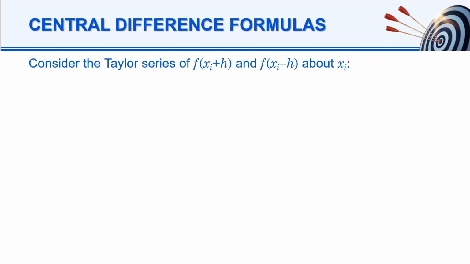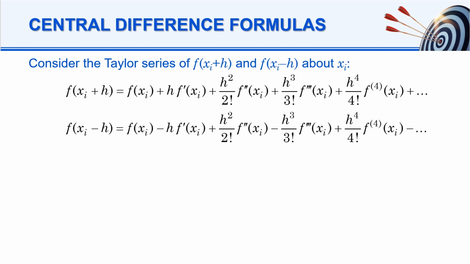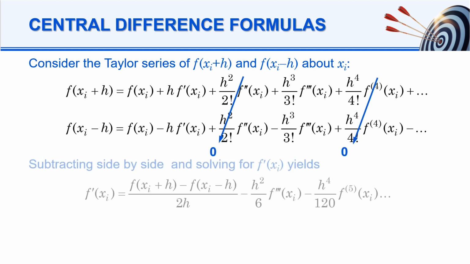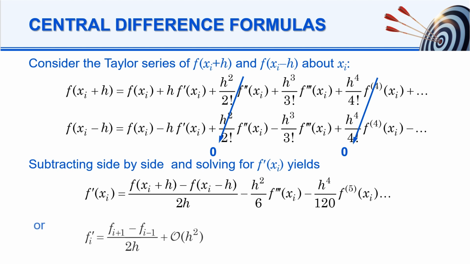Consider the Taylor series of f(xi plus h) and f(xi minus h) about xi. Subtracting the two series side by side, the derivatives of even degree cancel each other out. Solving for the first derivative, we find the following expression. Notice that the truncation error term is proportional to h squared, that is, the approximation is second order. In shorthand notation, we express it as follows, where the error term involves the maximum magnitude of the third derivative.